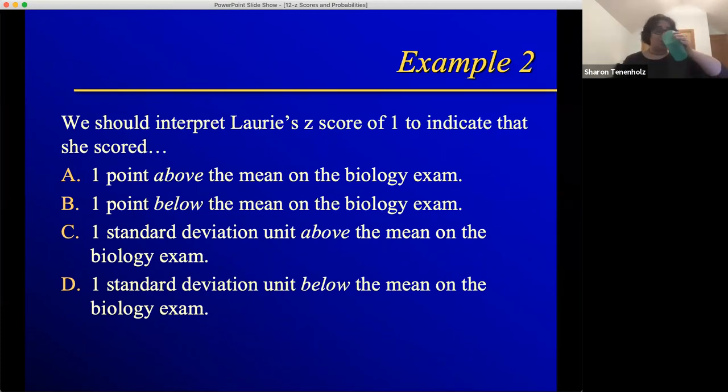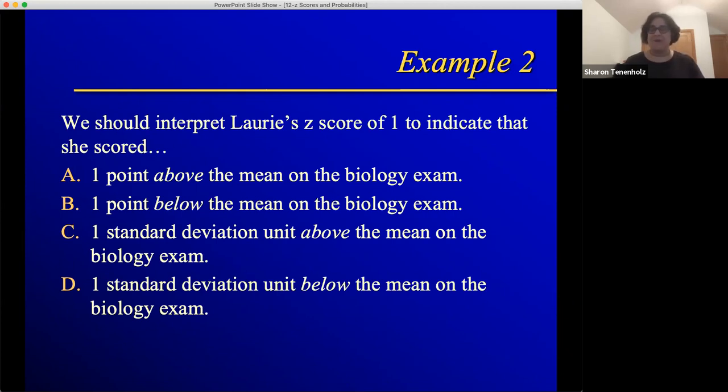Five more seconds. Okay, let's take a look at where we are here. Looks good. Yes, that z-score of 1 does in fact indicate that she scored 1 standard deviation unit above the mean on the biology exam.